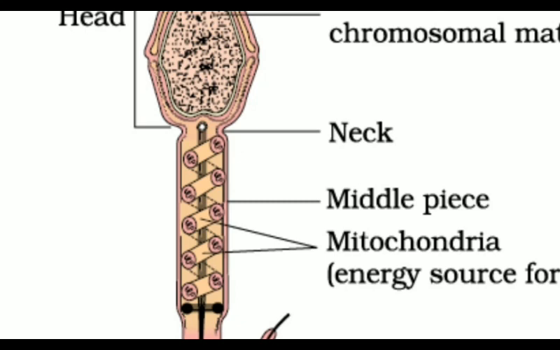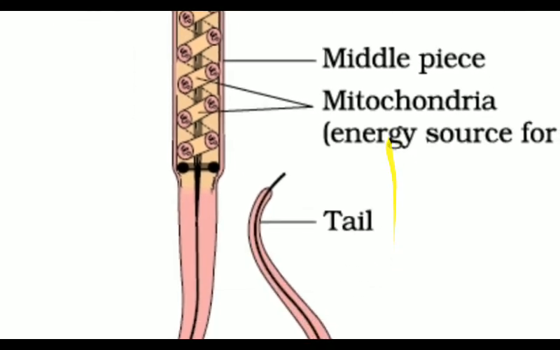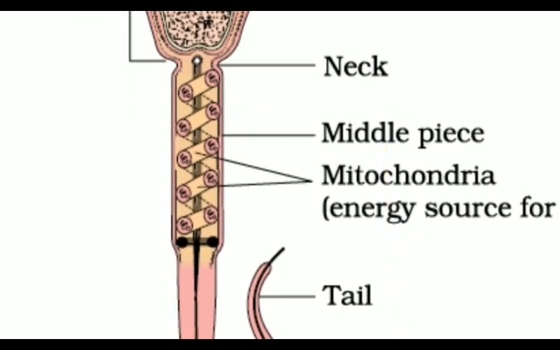The other centriole, which is known as the distal centriole, forms the axial part of the sperm from the neck region up to the tail region. And the next part of the sperm is the middle piece. In this diagram you can see that it is made up of spiral shaped mitochondria, and these mitochondria provide energy to the sperm so that it can move and reach the ovum.